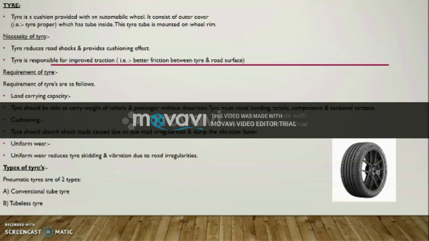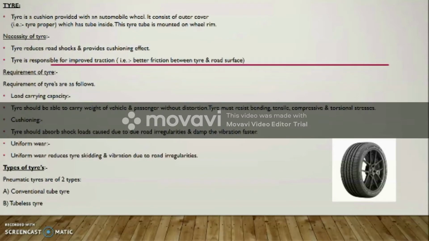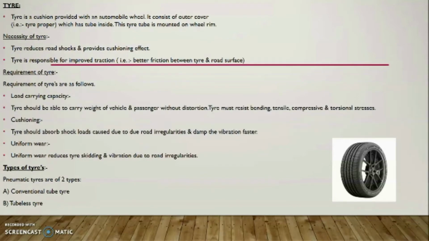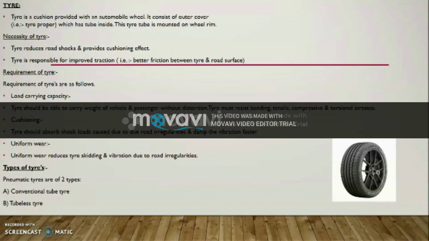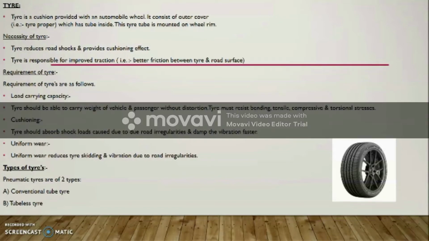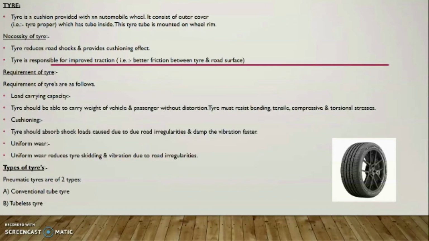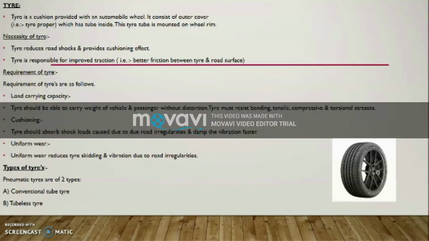Tire. A tire is a cushion provided with an automobile wheel. It consists of an outer cover, for example the tire proper, which has a tube inside. The tire tube is mounted on the wheel rim. The necessity of a tire is to reduce road shock and provide a cushioning effect. The tire is responsible for improving traction, which is better friction between tire and road surface. So these are the requirements of a tire.